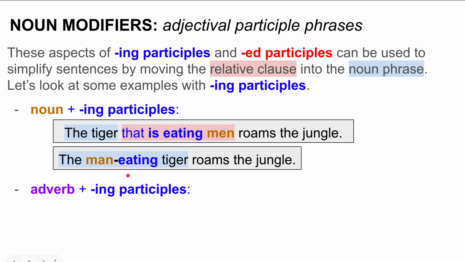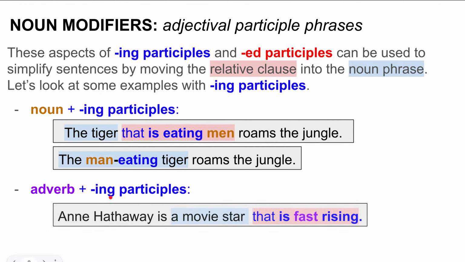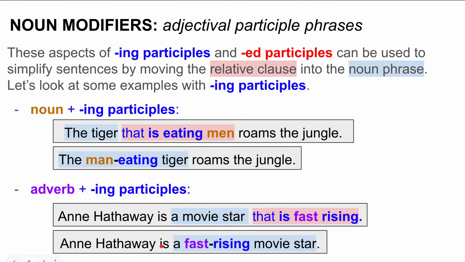Look at both sentences. Which one is easier to read? Which one is quicker to the point? Things to consider. Let's look at adverb plus ing participles. We can do the same. So, Anne Hathaway is a movie star that is fast rising. As we mentioned, we can take this ing participle, fast rising, and move it right before the noun that it modifies. So, Anne Hathaway is a fast rising movie star.